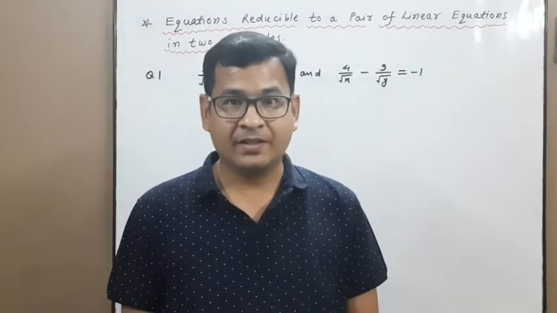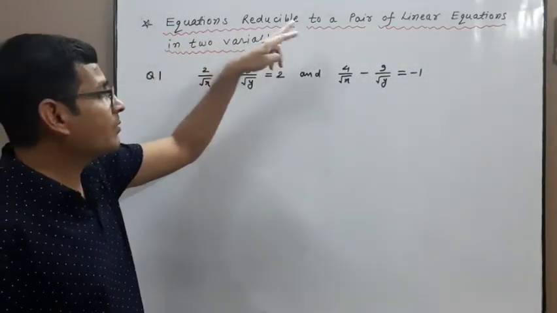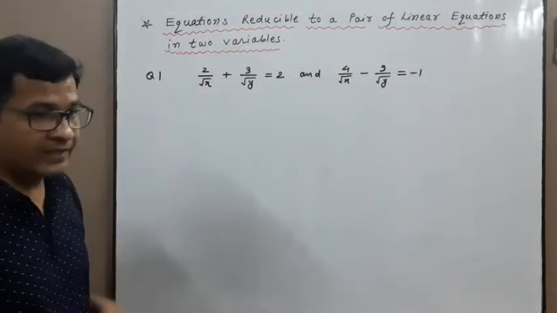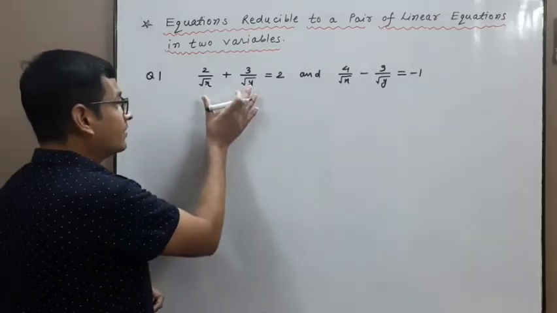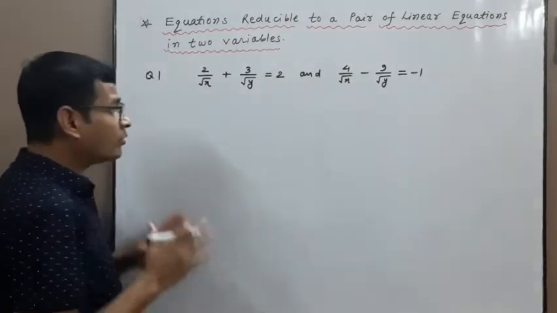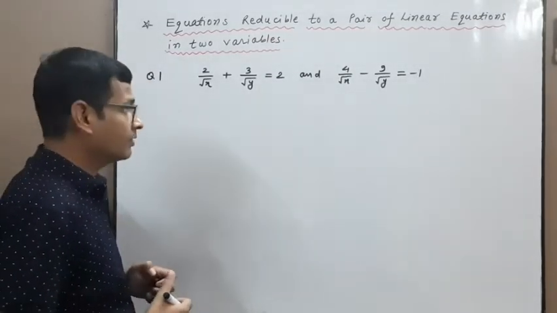Hello students, today we are going to discuss equations reducible to a pair of linear equations in two variables. Question number 1. Both equations are not in standard form, meaning ax plus by plus c equal to 0.